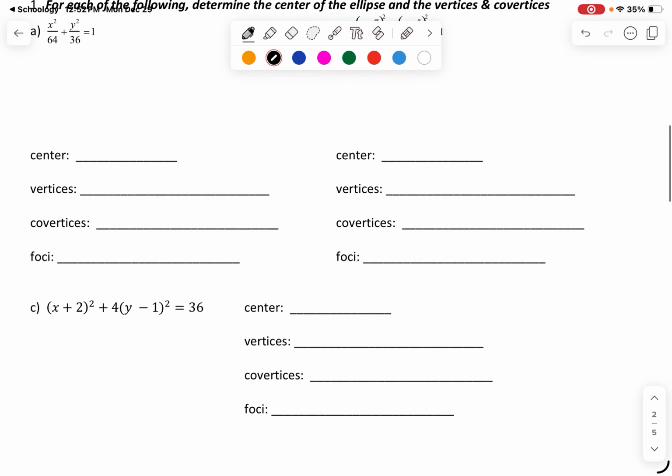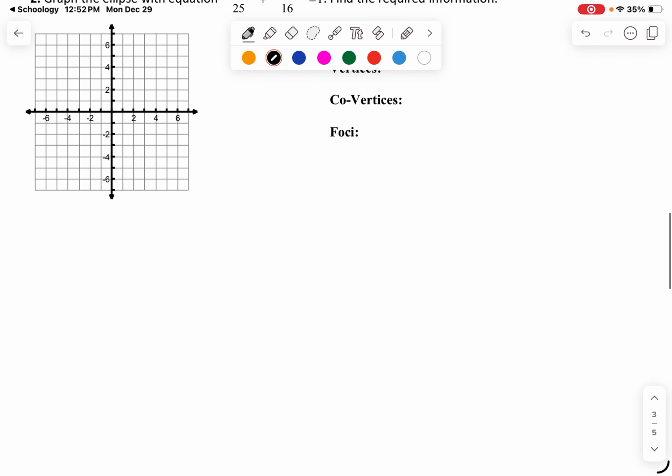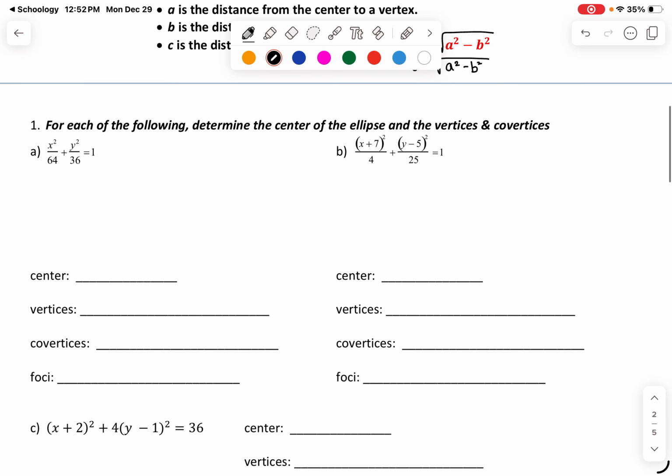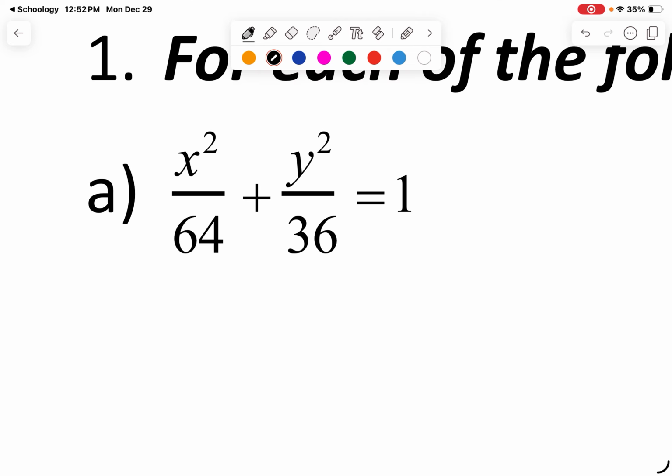Okay, let's start off by just finding this information, finding all of it without graphing, and then we will graph it, okay? For each of the following, determine the center of the ellipse, the vertices, and the covertices. We also should talk about its orientation, meaning is it vertical or horizontal, okay? So that's what I have to do first, right? So here's our first ellipse, okay? We know it's an ellipse because it has an x squared and a y squared. If it was just an x squared or just a y squared, that's a parabola. But if you're like, wait a minute, why is it not a circle?